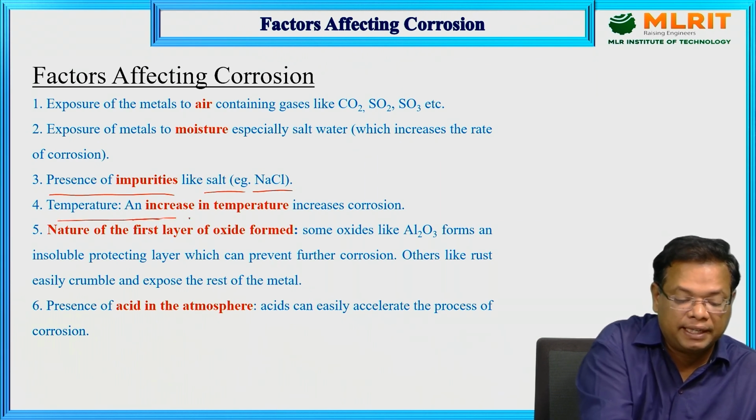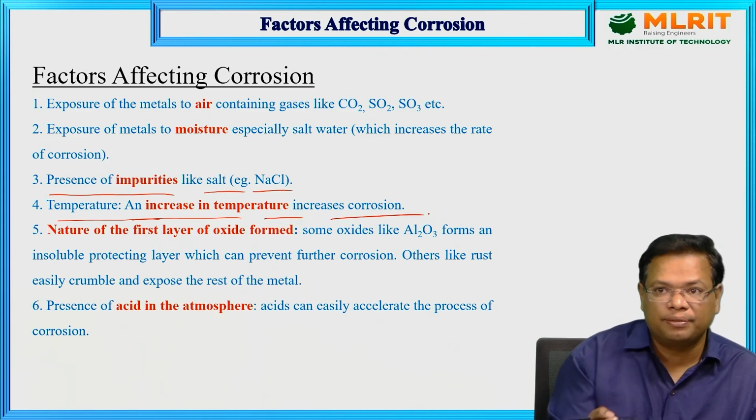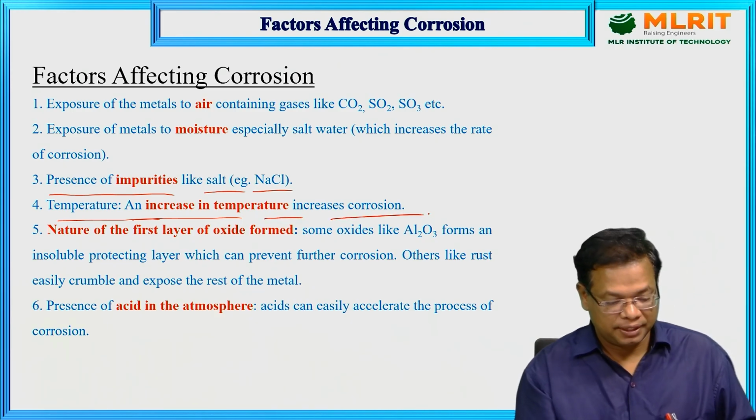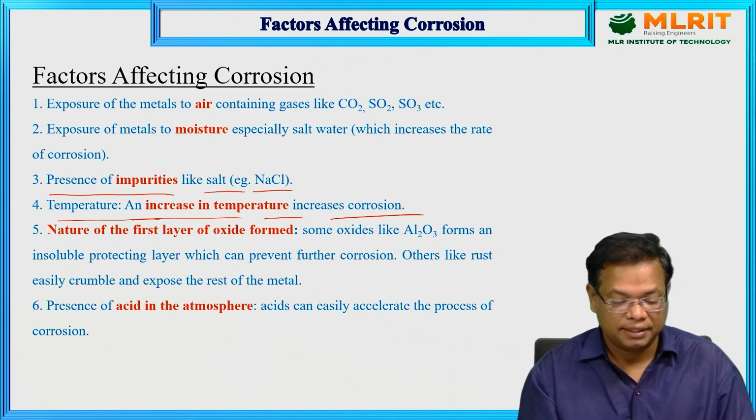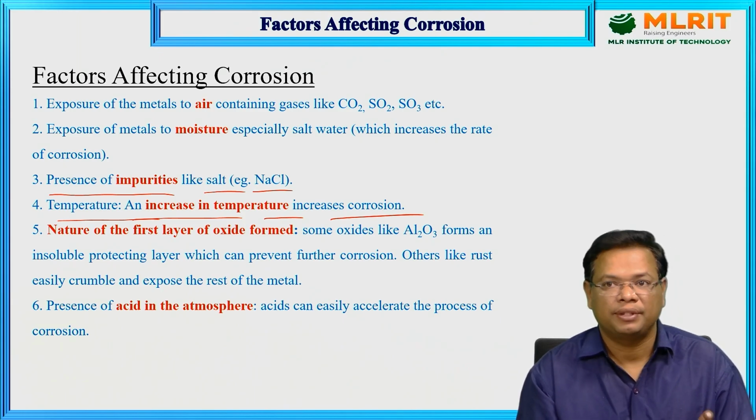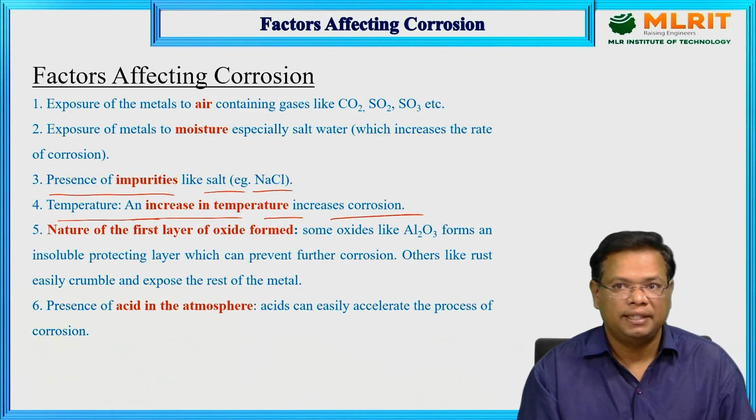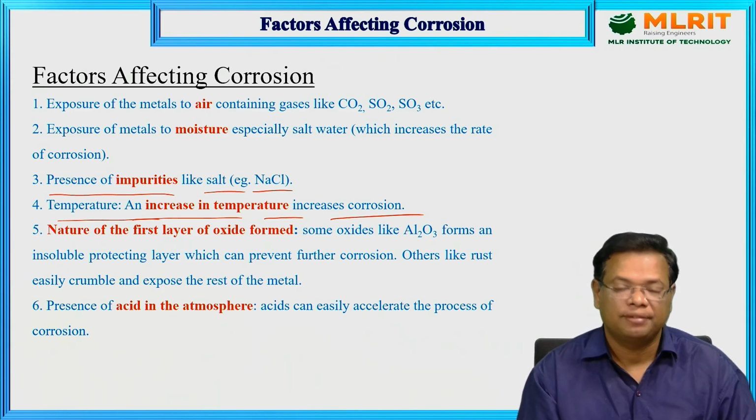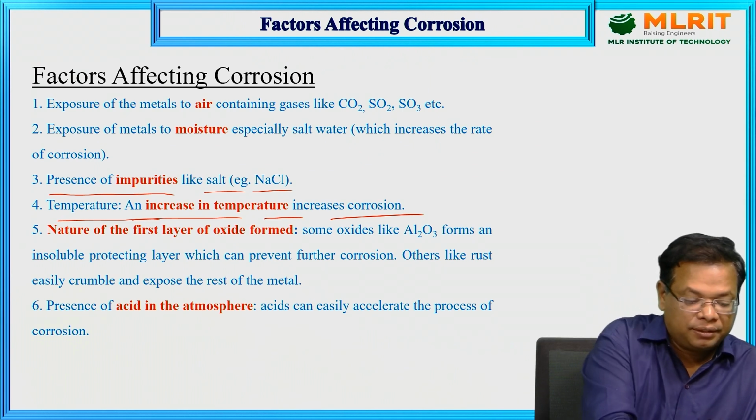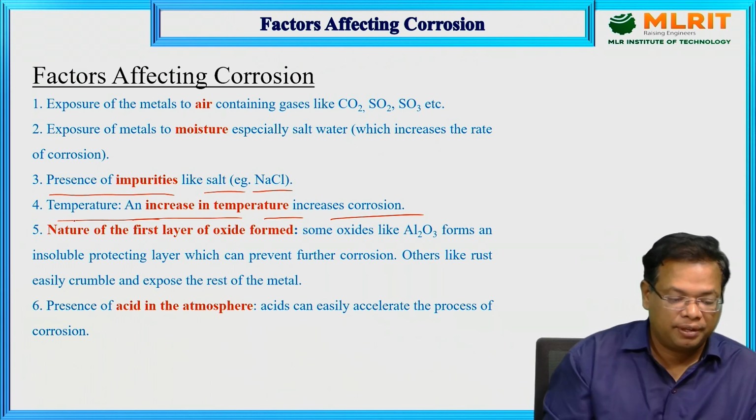Temperature: an increase in temperature increases corrosion. Why does corrosion form faster at high temperature? Why is it helping corrosion form? Because it is very easy to react with oxygen or moisture at higher temperature. The electrons will be easily excited, so the reactions will happen very fast. So temperature is also one of the factors.